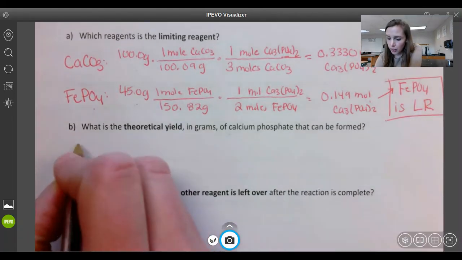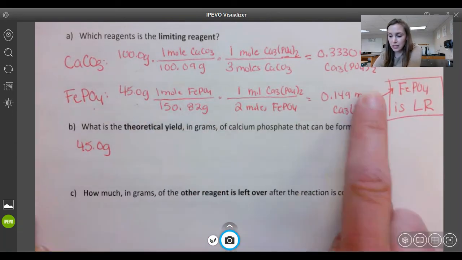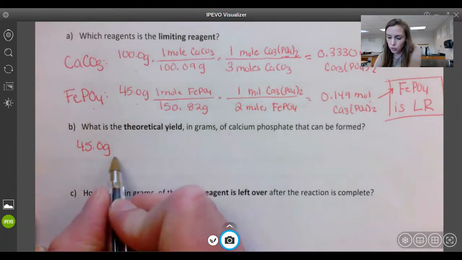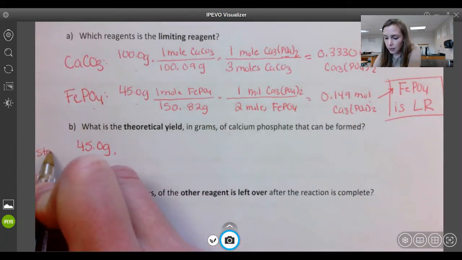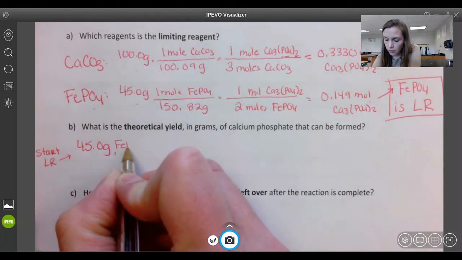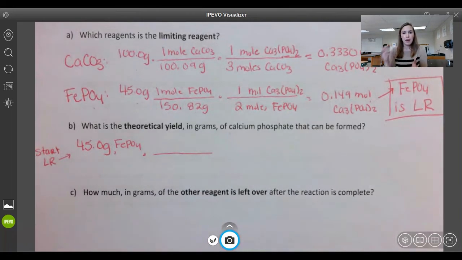So we're going to start with, and I'm just going to write this all out. Some students may just take this answer. If you do that, please make sure you use the value in your calculator so that you're not rounding off too soon. So I'm going to start with my limiting. Okay, and this is 45 grams of FePO4. Okay, that is going to determine how many grams of the calcium phosphate can be formed.